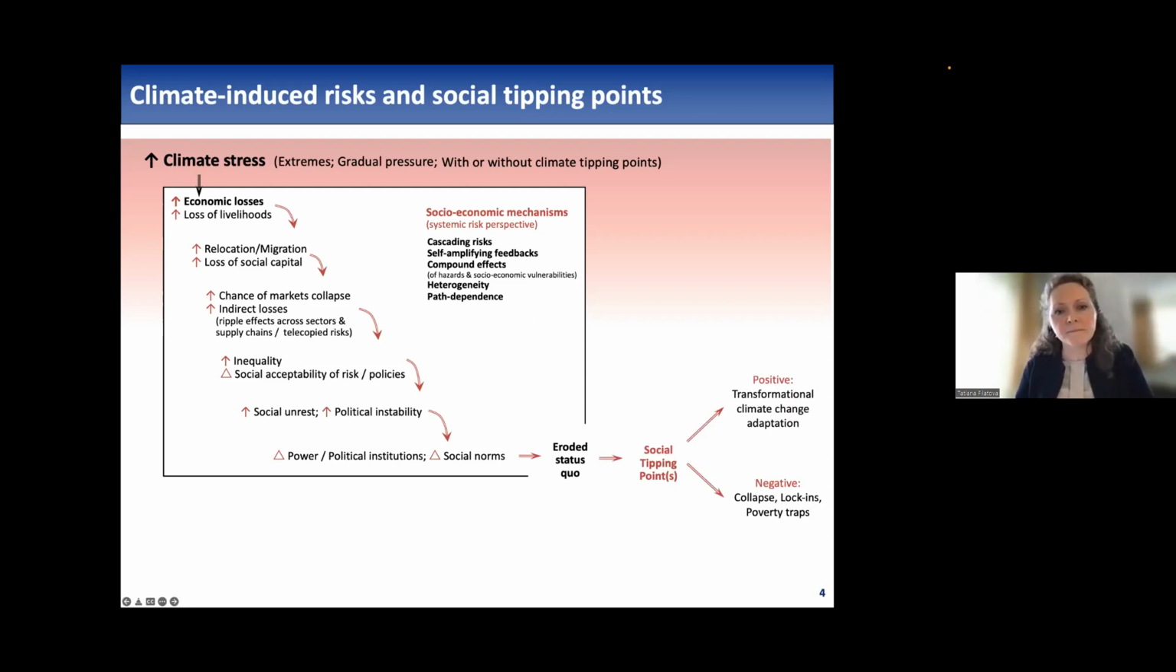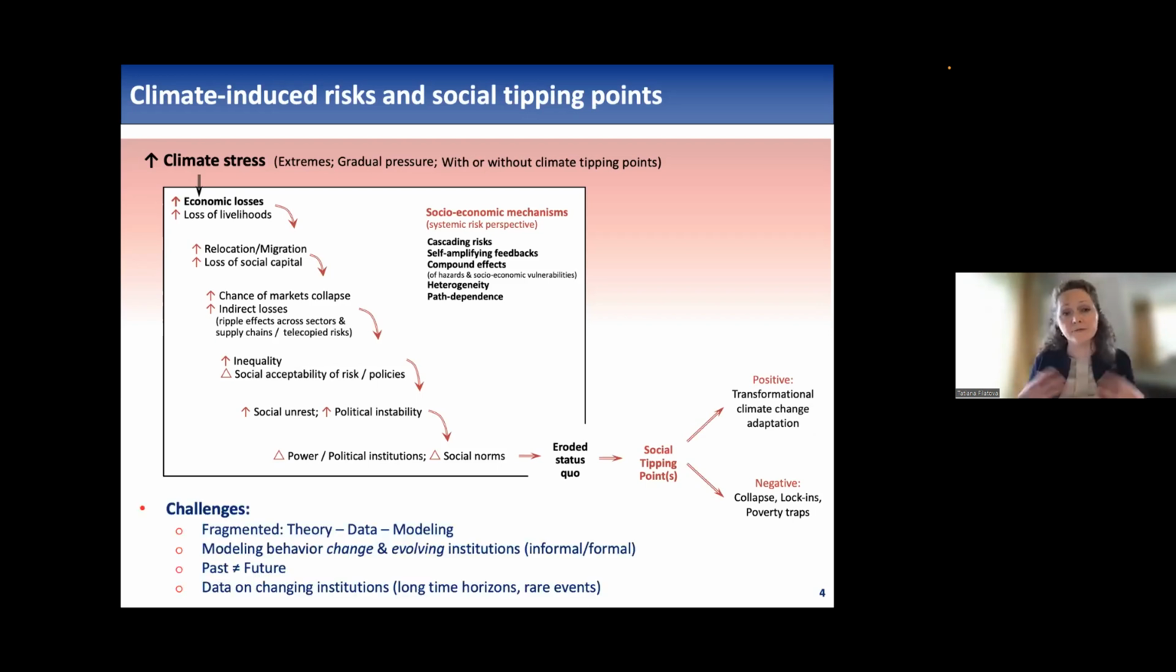Of course, whenever the status quo is eroded, multiple social tipping points could be triggered, and we could move either into some sort of managed transformations or could end up with negative consequences where there could be regional collapse or lock in the undesirable pathways, and sometimes poverty traps for part of the population.